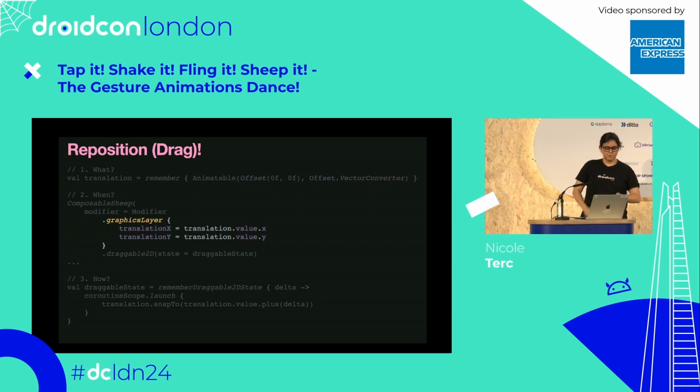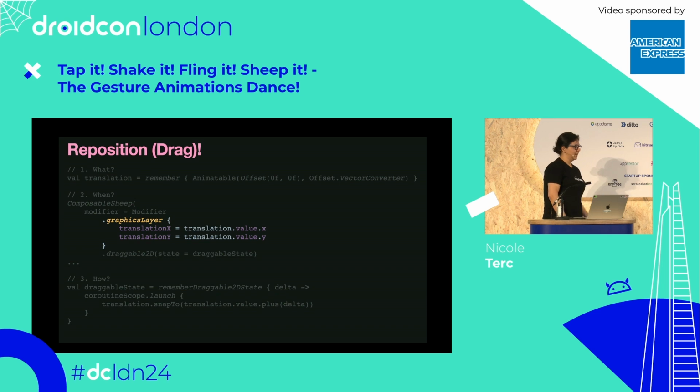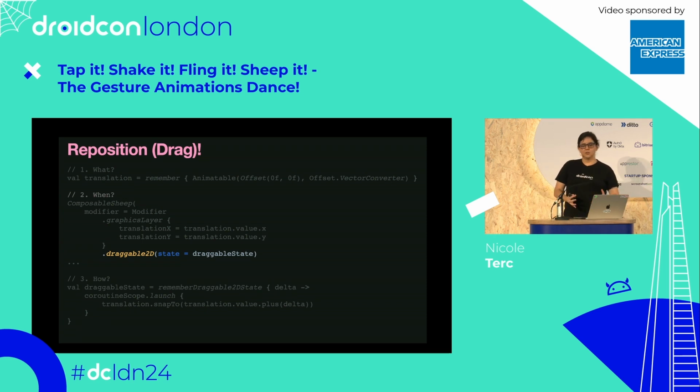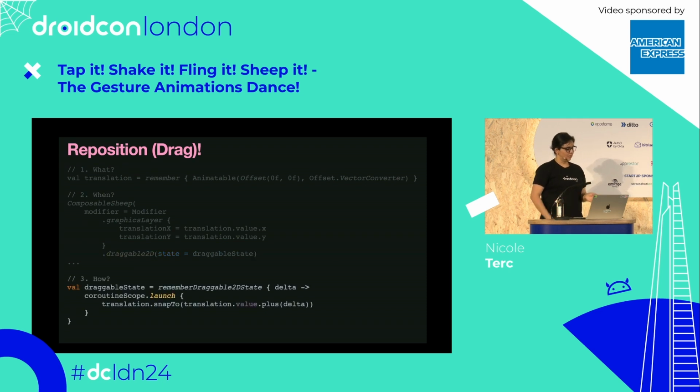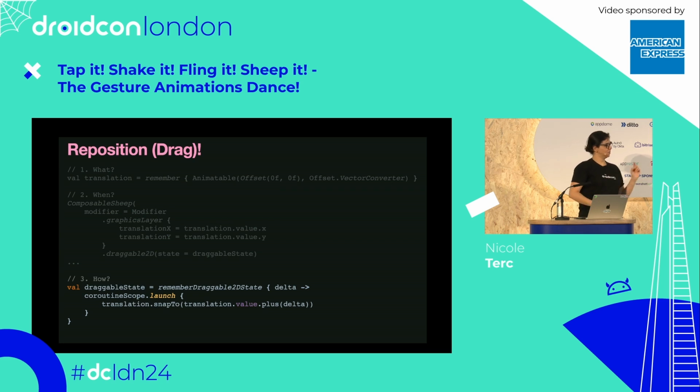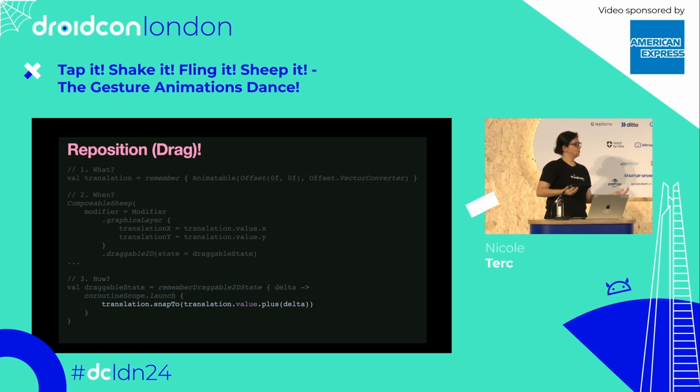Cool. Once we have the translation, we're again defining this on the graphics layer. And in order to start listening to this dragging behavior, the only thing I need to do is add a draggable to the modifier. This is already going to contain all the logic, all the complicated maths, and everything to calculate this dragging behavior. The only thing we need to pass is a draggable state. That is basically going to be the way for me to tell my code how to react to this dragging behavior, which in our case is basically just going to update our translation.